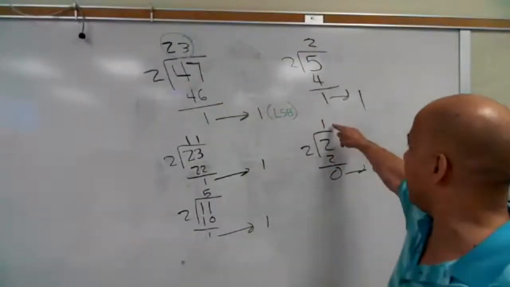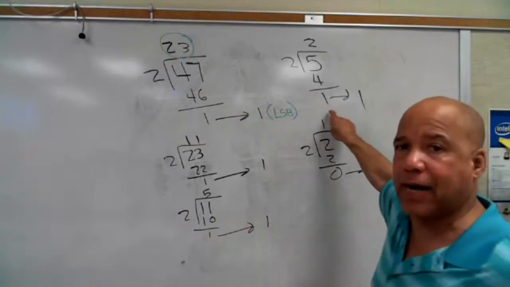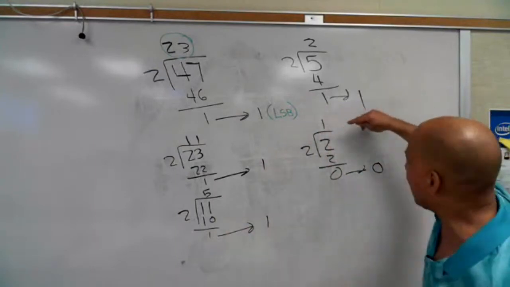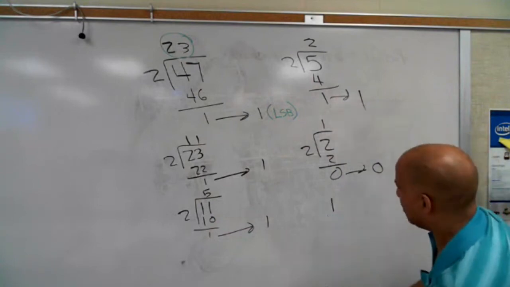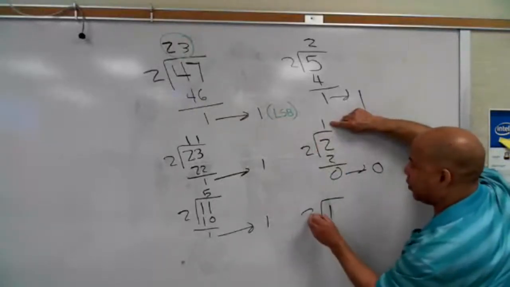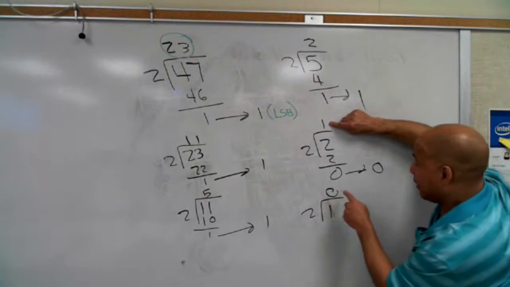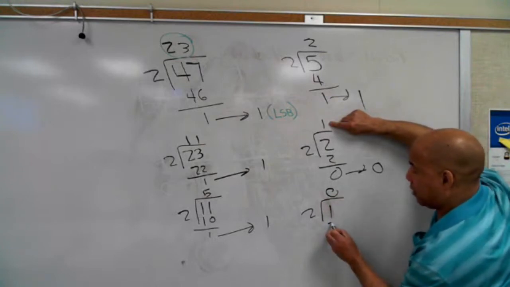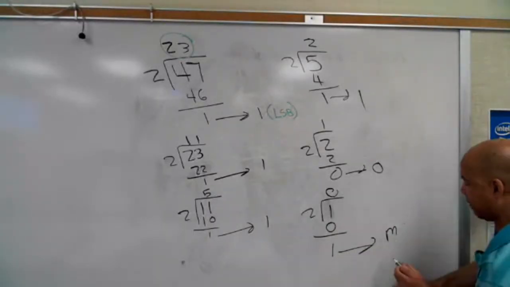And now a lot of students make a mistake. They stop right here when they get to that one. When you get to that last one, you've got to go one step further. Here's how, I'll say it out loud. I'm going to take this one and divide by two. Two won't go in the one, so I put a zero here. Zero times two is zero. When I do the difference, I get a one.